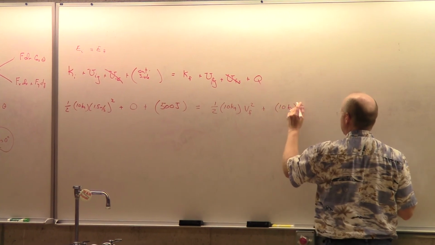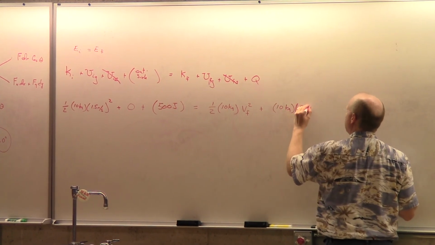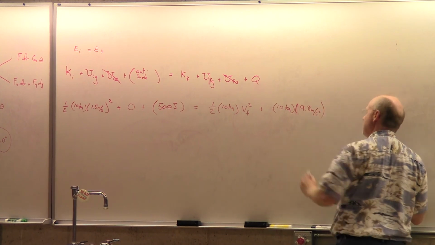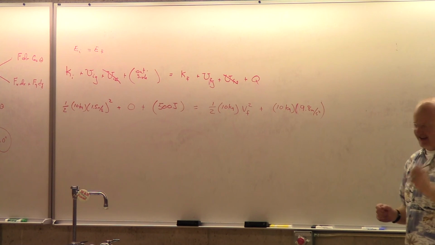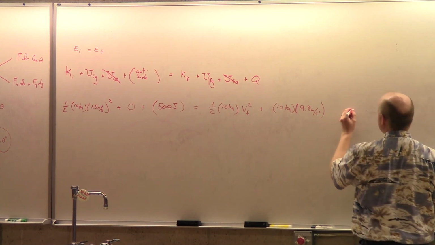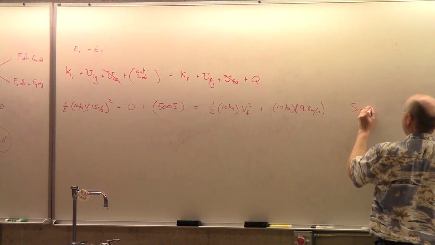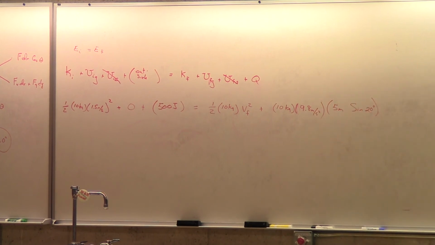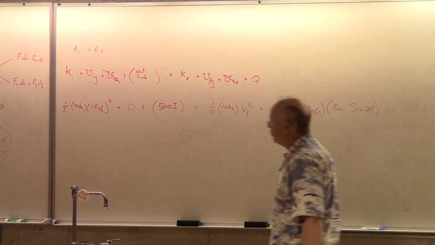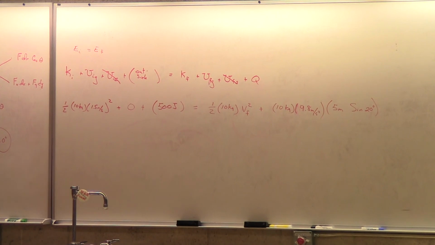So 10, 9.8, and what's y? Good. So it is, I hear, sine 20. And then, of course, the 5 is maybe, hopefully, the obvious one. But it's not just 5, right? It's 5 sine 20, because it moves 5 up the incline, and you've got to take a component of that. So there it is, 5 sine 20.